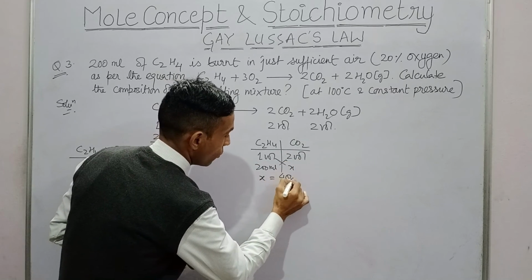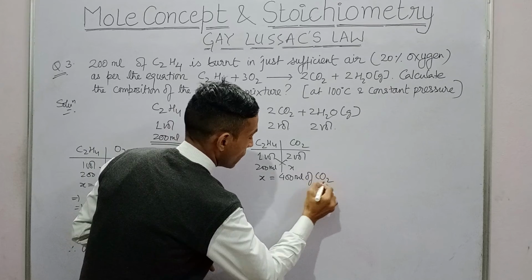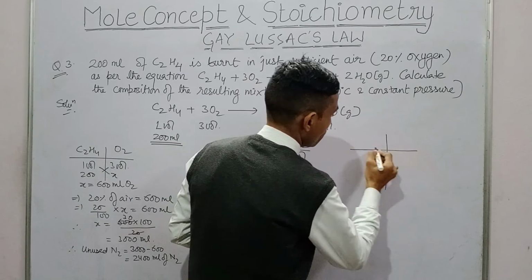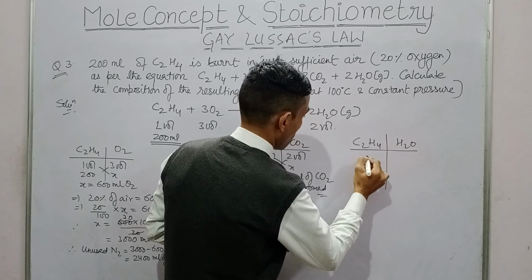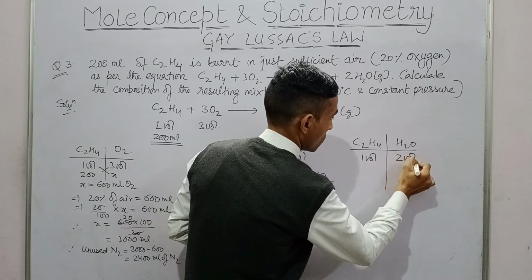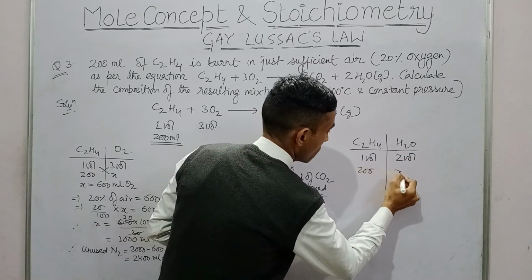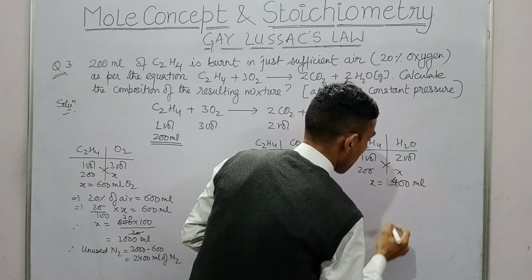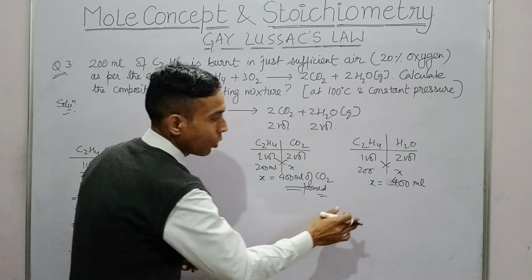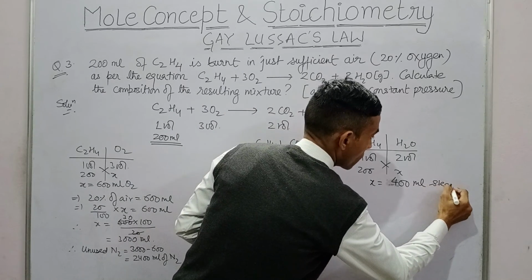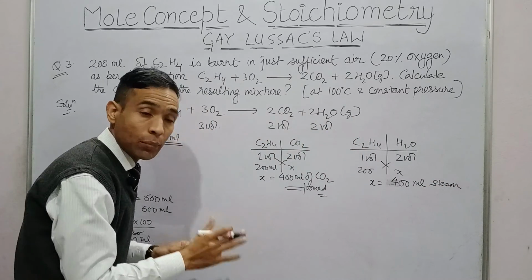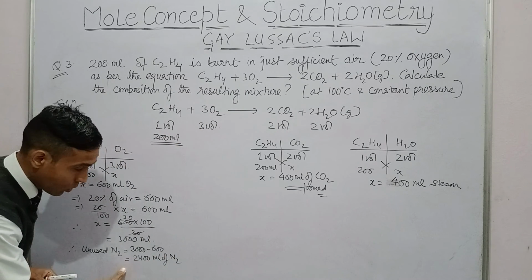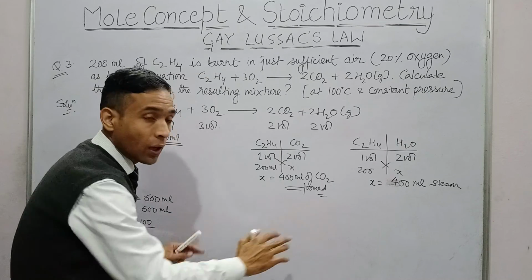So here we have got 400 ml of carbon dioxide formed. Let's apply this for steam, and this is also 2 volume. So we have 400 ml of steam and 400 ml of carbon dioxide formed, and unused nitrogen is 2400. This is totally our answer.